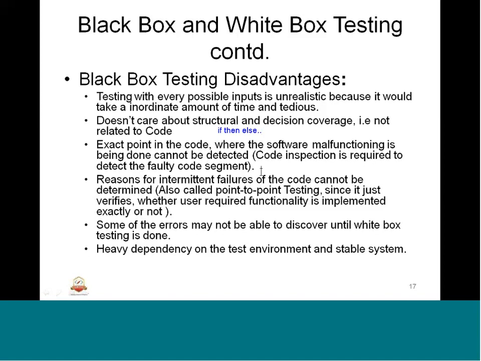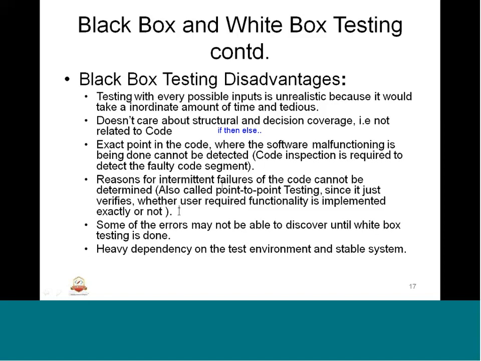The exact point in the code where the software malfunction is cannot be detected. That means we may not be able to. Sometimes it may hang, or sometimes it may not behave the way it should. We don't know what the issue is while doing black box testing. So though we say it is a failure, we may not be able to arrive at an analysis of where it failed. It is due to an implementation issue. So in that case, we may have to do a code inspection, where the faulty code exists.